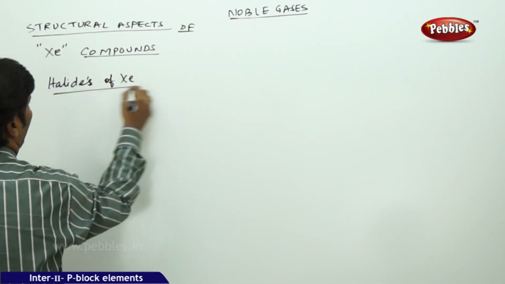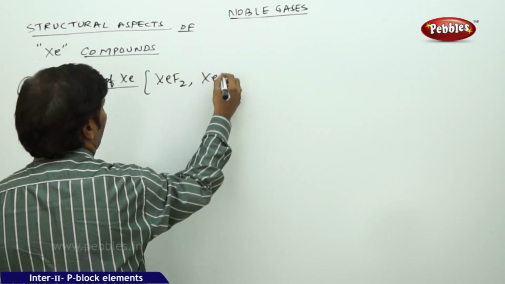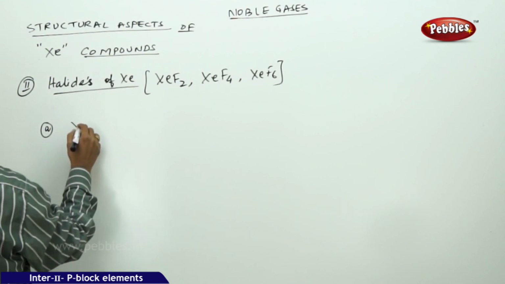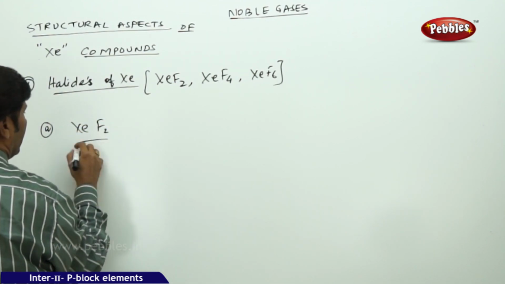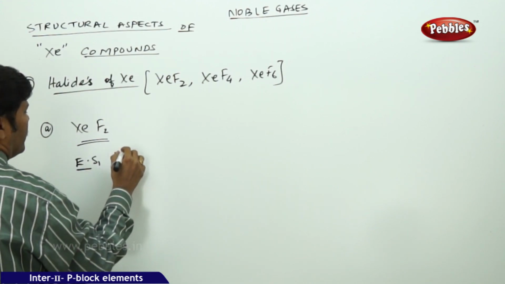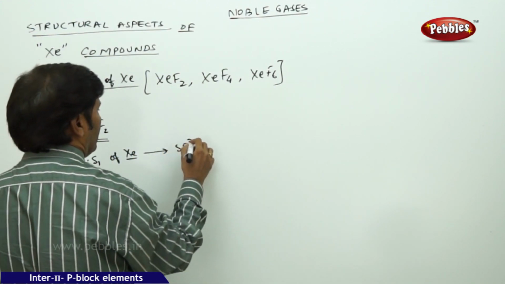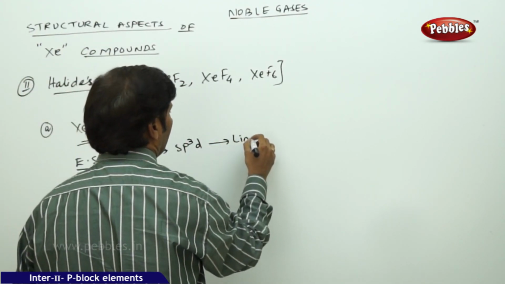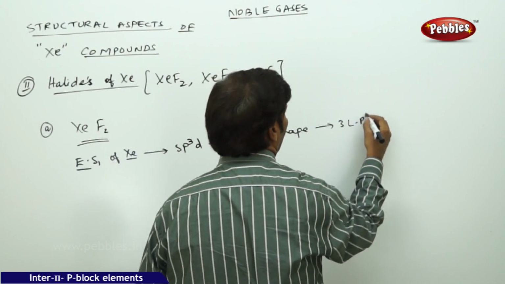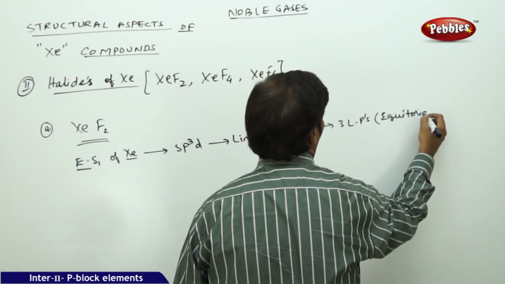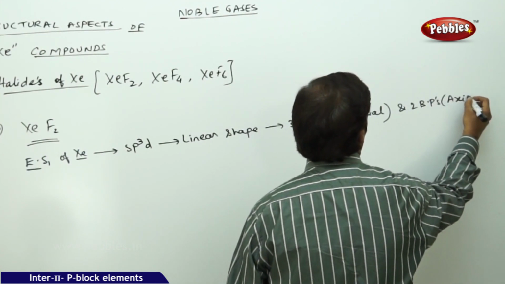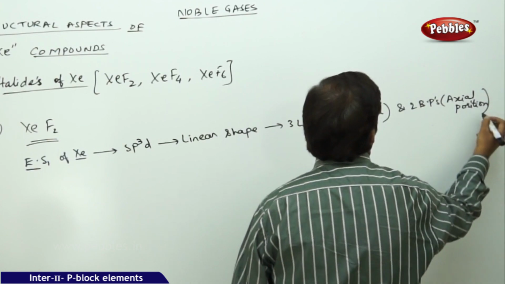If you take XeF2, then XeF4 and XeF6. All I can say is, if I take XeF2, I can say that regarding the structural aspects of xenon difluoride, in the first excited state xenon undergoes sp3d hybridization, and it gives a linear shape which contains 3 lone pairs at the equatorial position and 2 bond pairs in the axial position, which is what we need to remember.